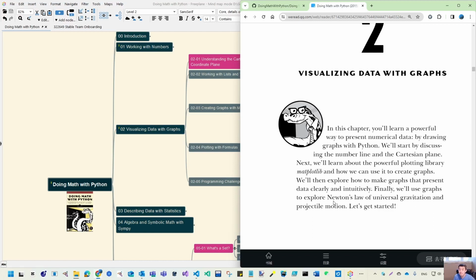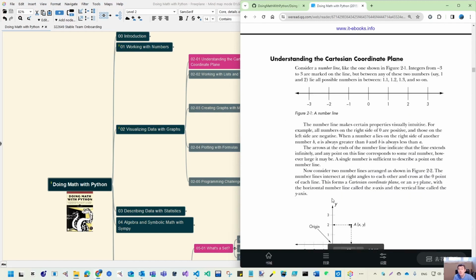So some physical concepts to check are universal gravitation and projectile motion. So for this first chapter, we believe you must be familiar with these lines. So before we go to this, we call this a number line.